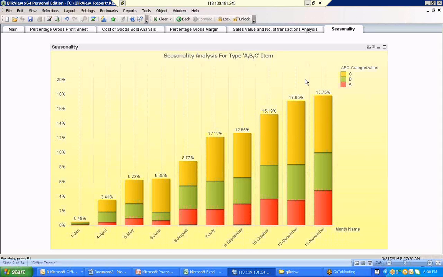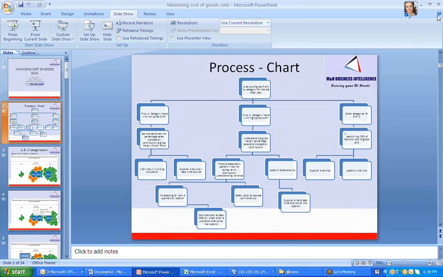So this was in brief a presentation on our prototype with Qliktech, a short 2-minute prototype with Qliktech. Thank you.